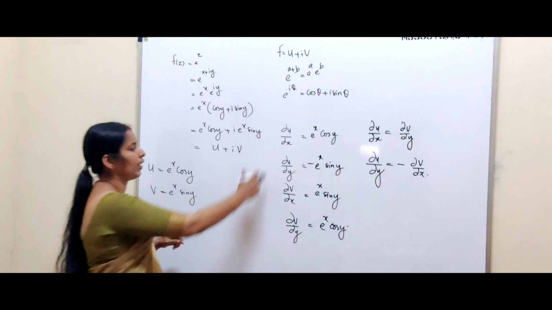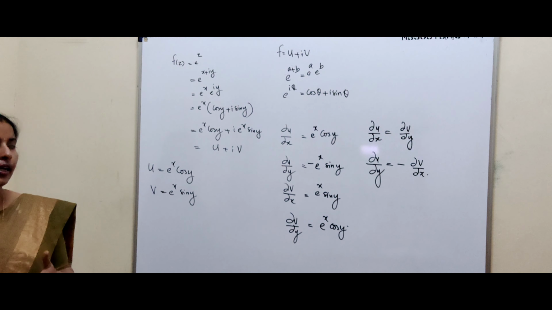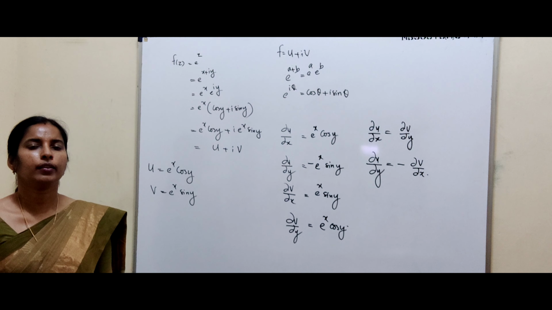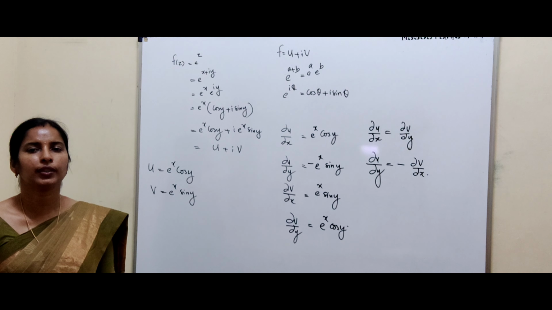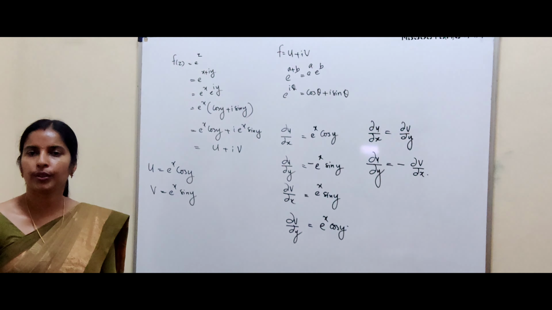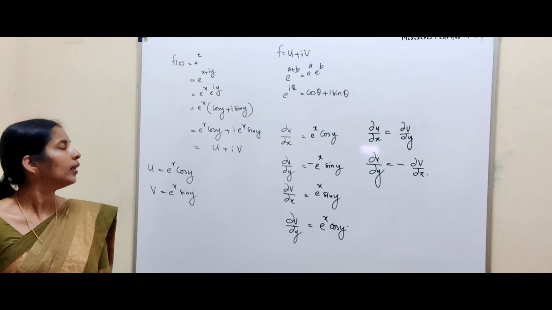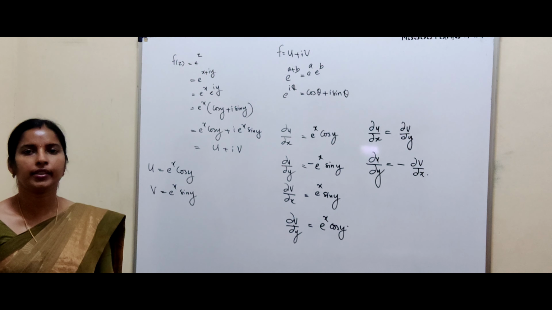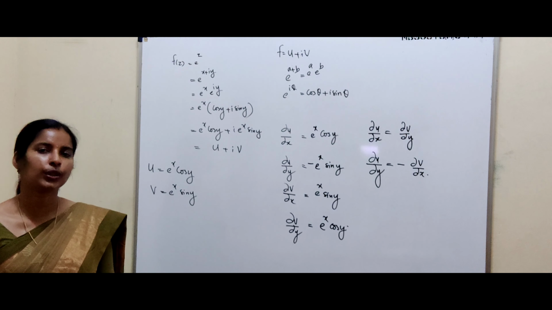Also, the four partial derivatives are continuous because the exponential function is everywhere continuous, and the trigonometric functions sin y and cos y are everywhere continuous. So we know the product of continuous functions is again continuous. Hence, we can say the four partial derivatives are continuous. Hence, our function e raised to z is analytic. Clearly, it is analytic everywhere in the entire complex plane. So, e raised to z is an entire function.